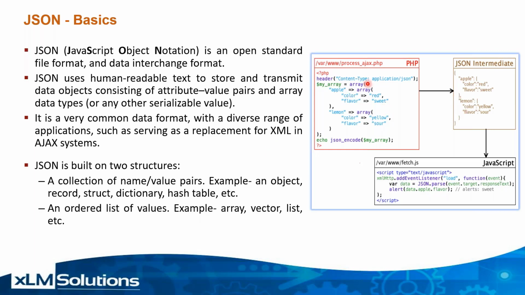On the right side, if you see, this is a JSON. For example, this was a PHP page. JSON can be used anywhere, and this was a JavaScript where the server-side response is there. So you can see how a JSON is defined here. Apple is defined, and it has two attributes, color and flavor. And again, there is a second fruit, lemon, which also has color and flavor. So you write a JavaScript function, JSON.parse, and try to get the value from the JSON.